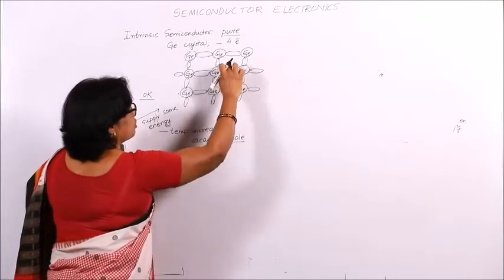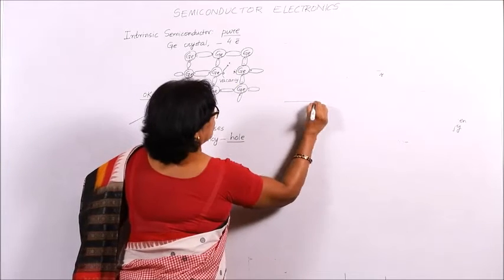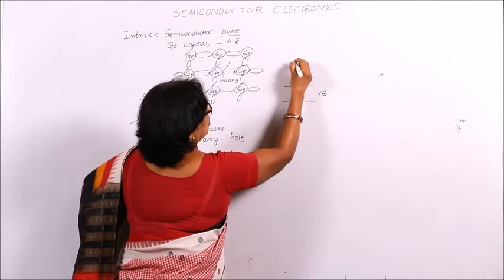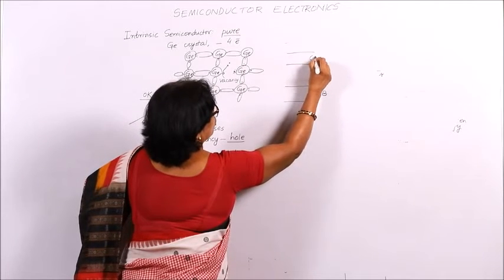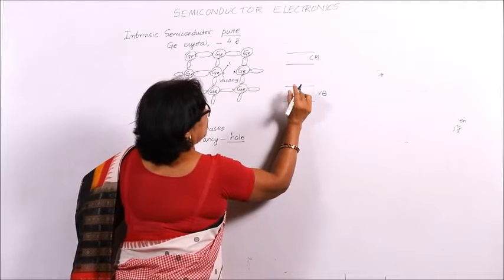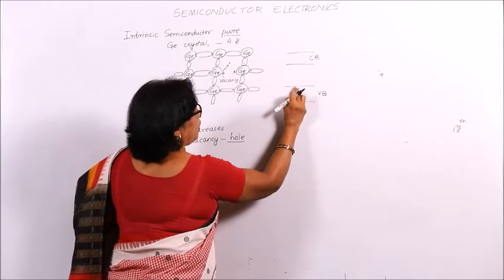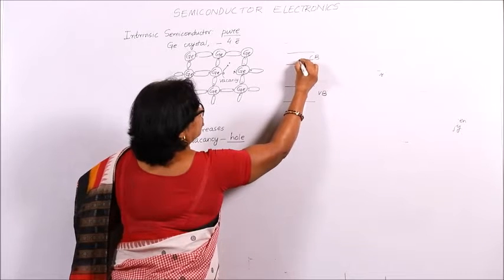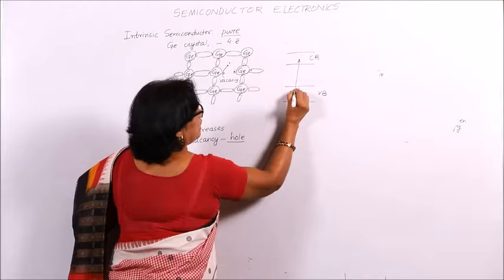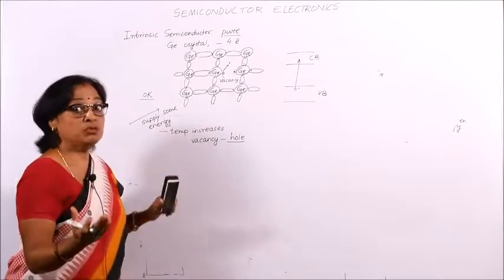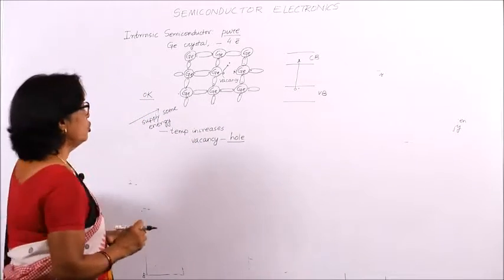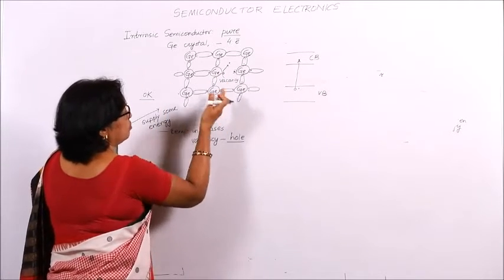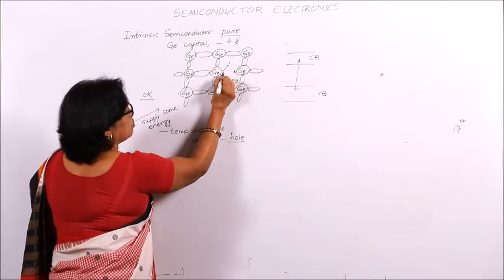Now if I take the band theory, this is my valence band. If I draw the band structure, this is my conduction band. One of the electrons breaking a covalent bond means that one of these electrons, having been supplied enough energy, has gone to the conduction band. So here there is a vacancy now. There is a place for another electron to come.